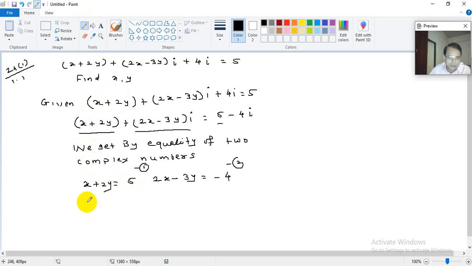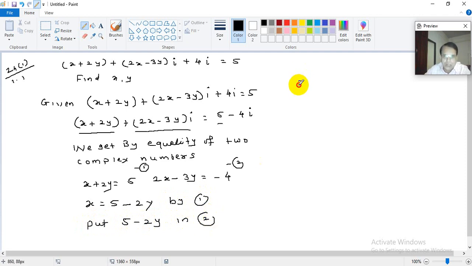So what does that mean? x is equal to 5 minus 2y. Say this is 1. Now put x is equal to 5 minus 2y in 2. So what do I get? 2x minus 3y is equal to minus 4. This is your second relation. But now we are going to put x is equal to 5 minus 2y in 2.